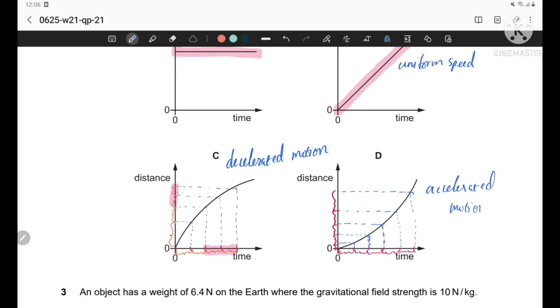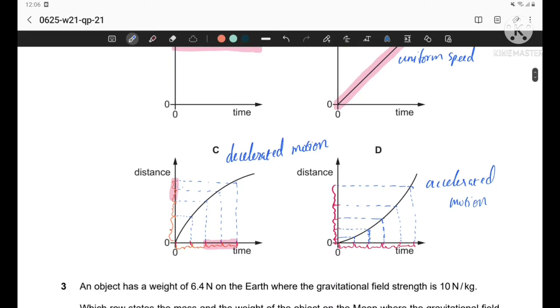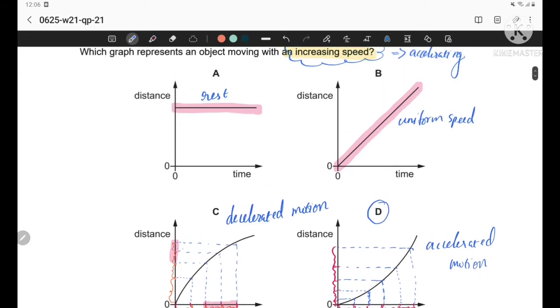So these are the different types of graphs given in the different options. And we need to find out increasing speed. So increasing speed means accelerated motion. So the correct answer is option D. Option C represents a decreasing speed motion. Option B represents a uniform motion. And option A represents speed is zero.